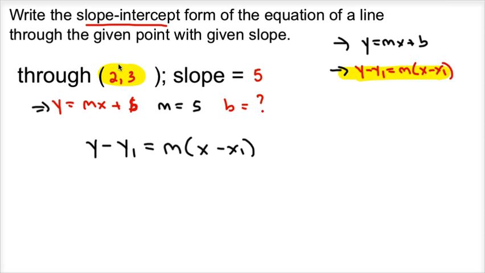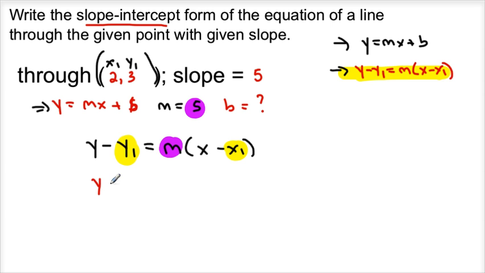Let's take these 2 points, 2, 3 for a second. This is my x sub 1. This is my y sub 1. Plug in for x sub 1. Plug in for y sub 1. And then finally plug in your 5 for m. So let's do that piece there. Let's substitute in for those values.